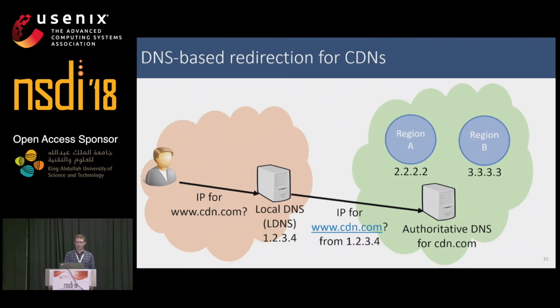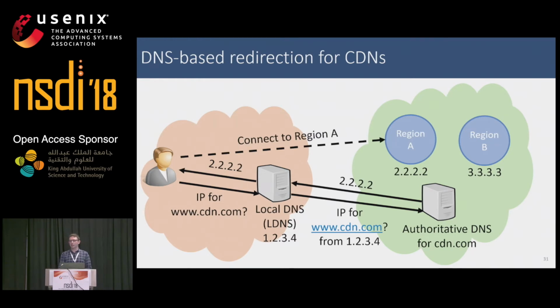for cdn.com. And the authoritative DNS has a mapping for what region it thinks will give the best performance for the users behind LDNS 1234. So in this case, it returns the DNS record for region A, which then gets forwarded back to the user, and then the user can connect to region A.